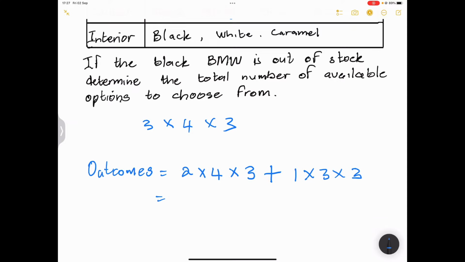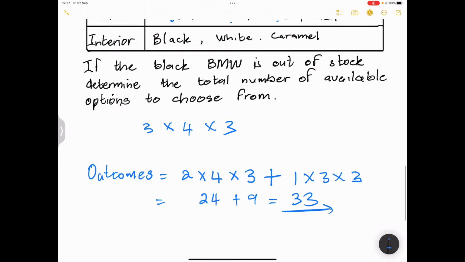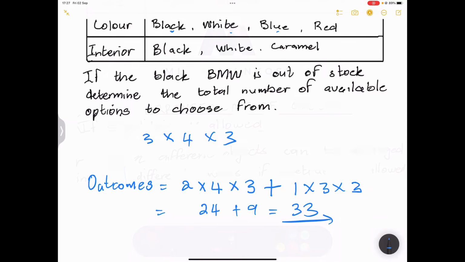All right, so of course you can find the answer to that. That would be 2 times 4 times 3 in this case. Remember, 2 times 4, that's going to be 8. 8 times 3 is going to be 24. Okay, and then 1 times 3 times 3, that would be 9. So that would be 24 plus 9, and that would be 33. So it means that the options that you would have available in that case would be 33 options. I hope that you understand the rule of sums.